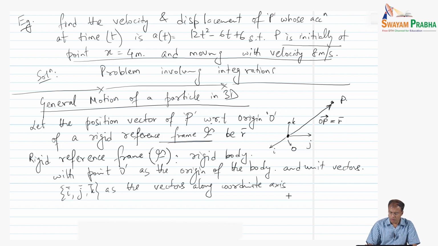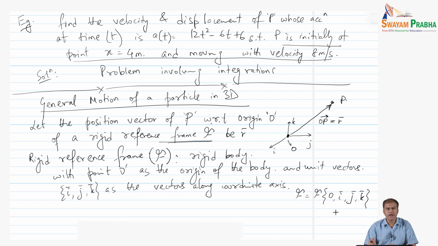So hence we denote our rigid reference frame F as a function of F(O, I, J, K). With these four quantities we can quickly define a reference frame, that is, the origin and the three coordinate axes, which are the orthonormal vectors. The coordinate axis consists of the three vectors which are orthonormal.